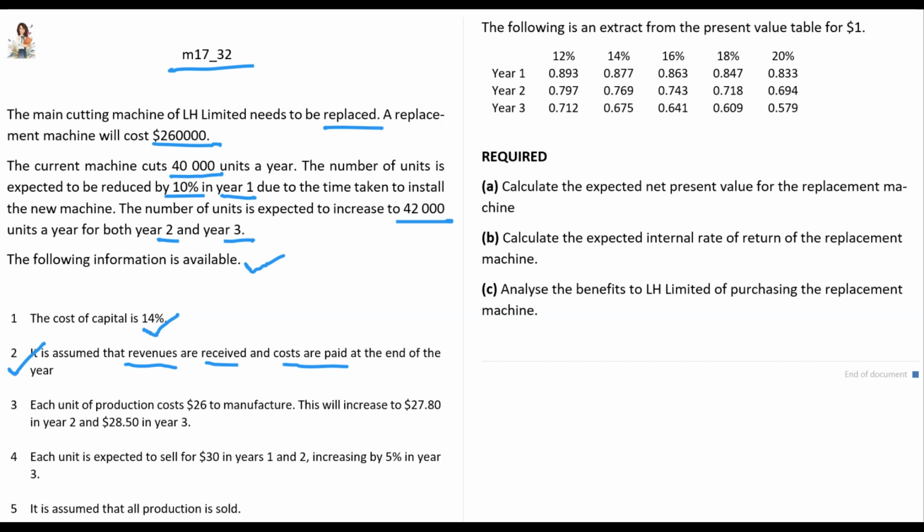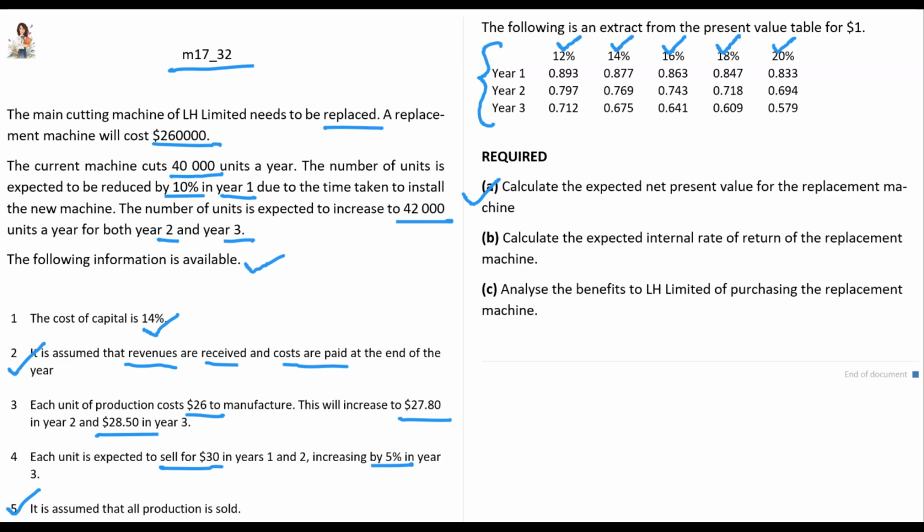Each unit of production costs $26 to manufacture. This will increase to $27.8 in year 2 and $28.5 in year 3. Each unit is expected to sell for $30 in years 1 and 2, and this selling price will increase by 5% in year 3. It is assumed that all production is sold. Then we have been given the present value table for 12%, 14%, 16%, 18% and 20% cost of capital. In part A, we are required to calculate the expected net present value for the replacement machine.